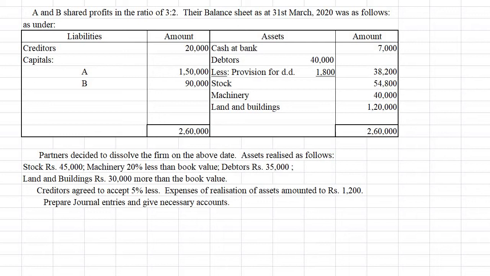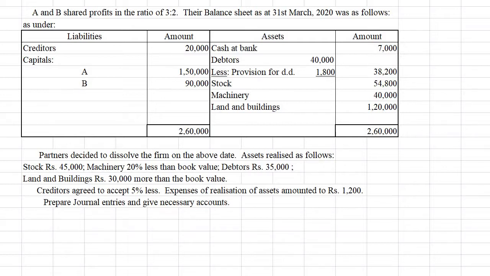Hi students, today we are discussing an illustration problem from dissolution of a partnership firm. Here is a simple problem before you. A and B shared profits in the ratio of 3:2. Their balance sheet as on 31st March 2020 is given here.